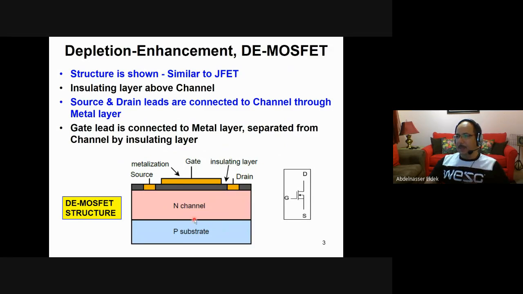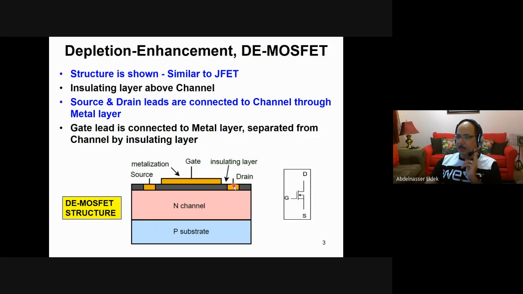As you see here, we have N channel and we have P channel, similar to the JFET. So this is N doped material. This is the substrate. Where is the gate? The gate is here. This is the gate, and this gold part here is metal. So we have metal. The source is connected to the channel through metal.